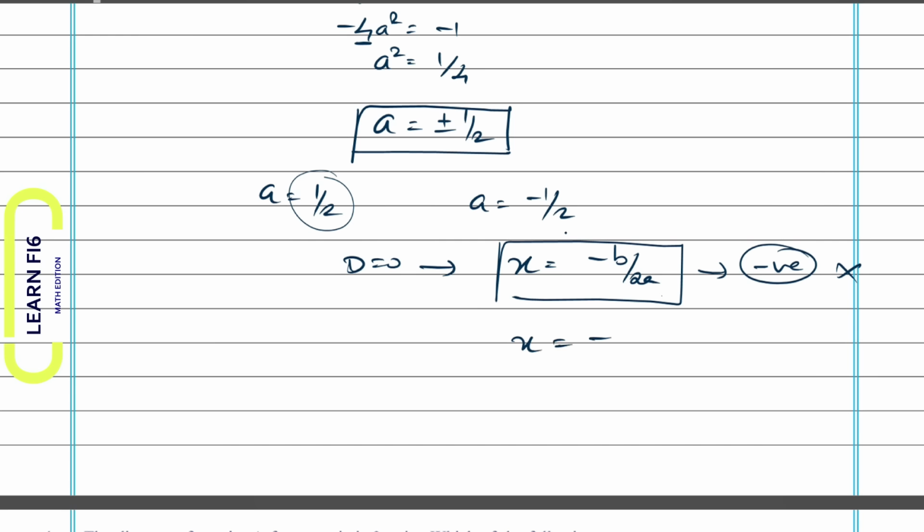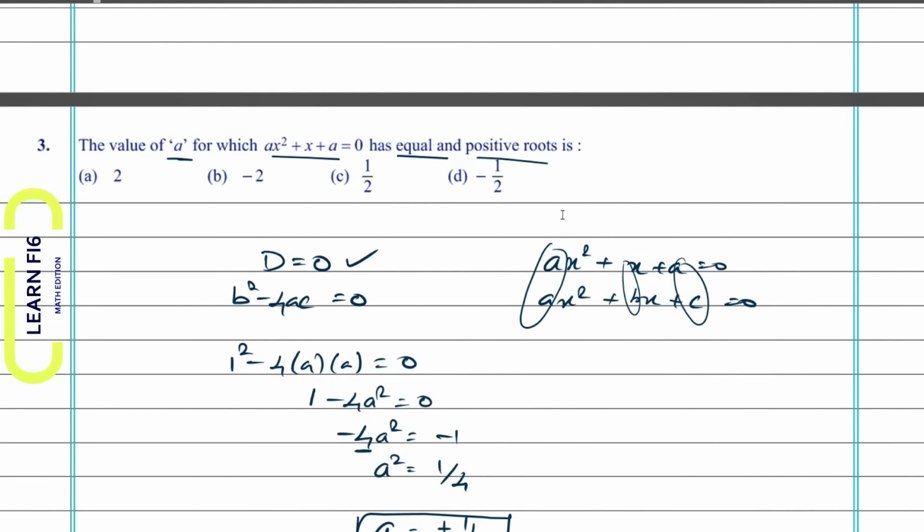Okay, so instead I'm going to use this one. So I will get minus 1 by 2. These two negative signs will get cancelled. Okay, so we will get a positive value. So a is equal to minus 1 by 2 is the required result. This is option D.